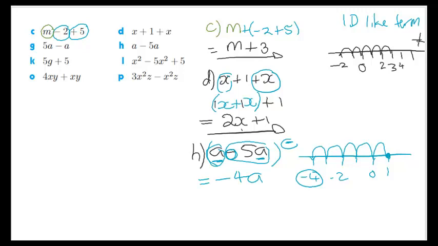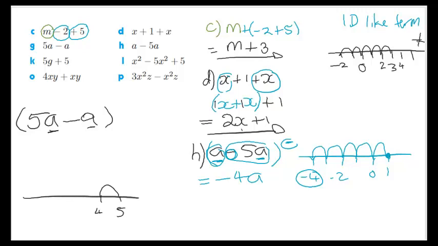Let's do question G. I skipped G. Okay, so question G says 5A minus A. The first thing I see is that my variables are the same, therefore I just take it as the same. 5 apples minus 1 apple. And if I do it on a number line, okay, so if that is 5 and I take away 1, then I have 4 left. So that answer is going to be 4A, or 4 apples. So those are the first 4 in this set that I've done for you.